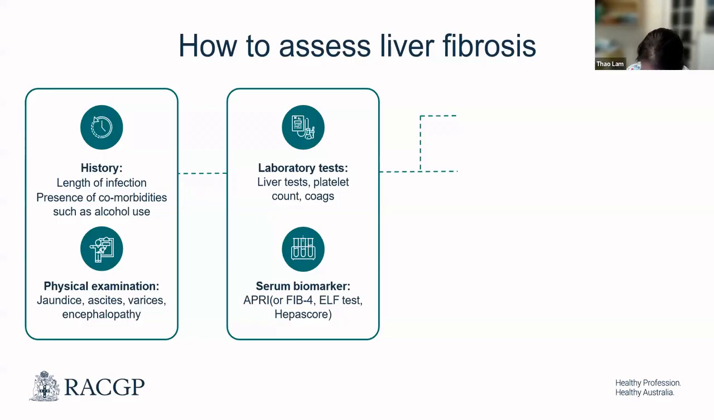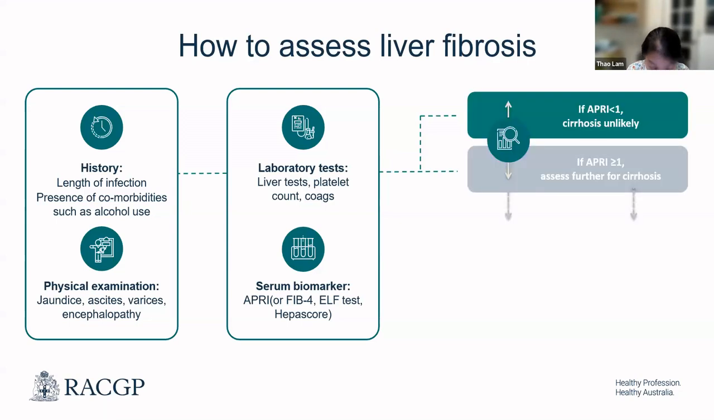A dropping platelet count in someone who has chronic liver disease is often an indication that their disease might be progressing. Check renal function and coagulation profile if you suspect cirrhosis. The next step would be to use some serum biomarkers, the APRI score or the FIB-4 score. If the APRI score is 1 or greater, further investigation is recommended to confirm cirrhosis.